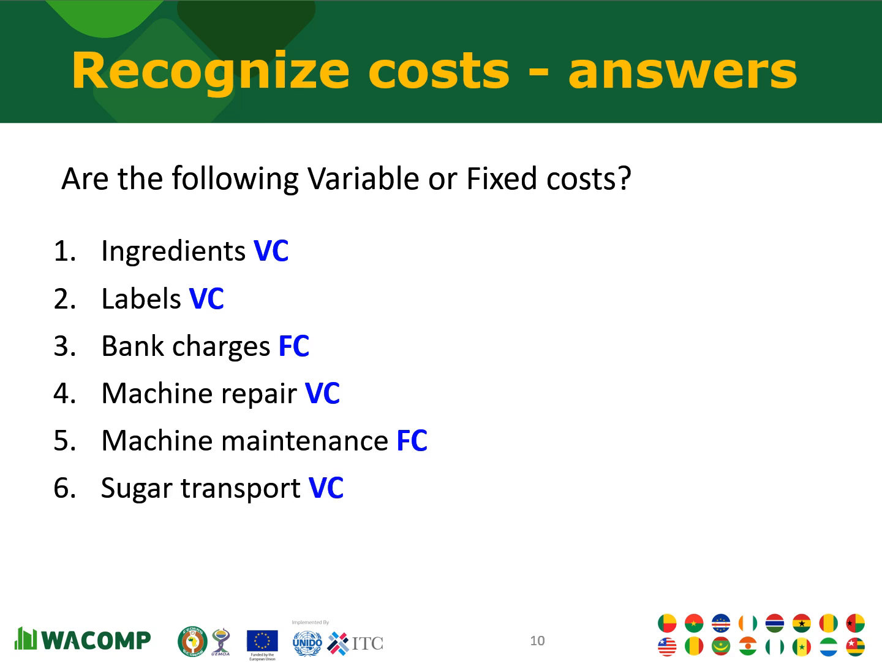Sugar transport, that's an ingredient, so that's VC. Depreciation, fixed. Income tax, that is a tricky one. It can either be FC or VC. You must ask yourself, is it income tax on salaries of permanent staff? Then it is fixed. But income tax paid on the salaries of seasonal workers is variable.